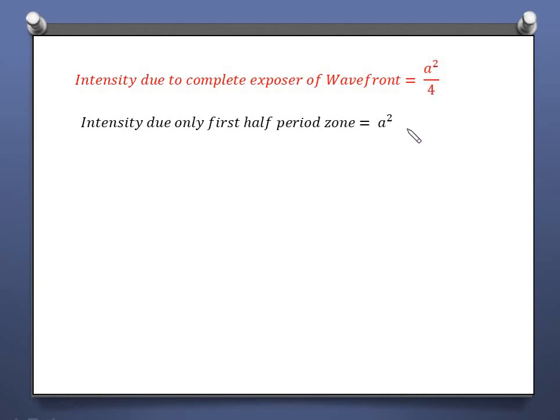If you look at these two equations carefully, the intensity due to the first half period zone is 4 times the intensity due to the complete wavefront, which is exactly the condition given in the question. That means the circle only contains the first half period zone, and the intensity due to the circle will be A squared, which implies the radius of the circular hole is equal to the radius of the first half period zone.